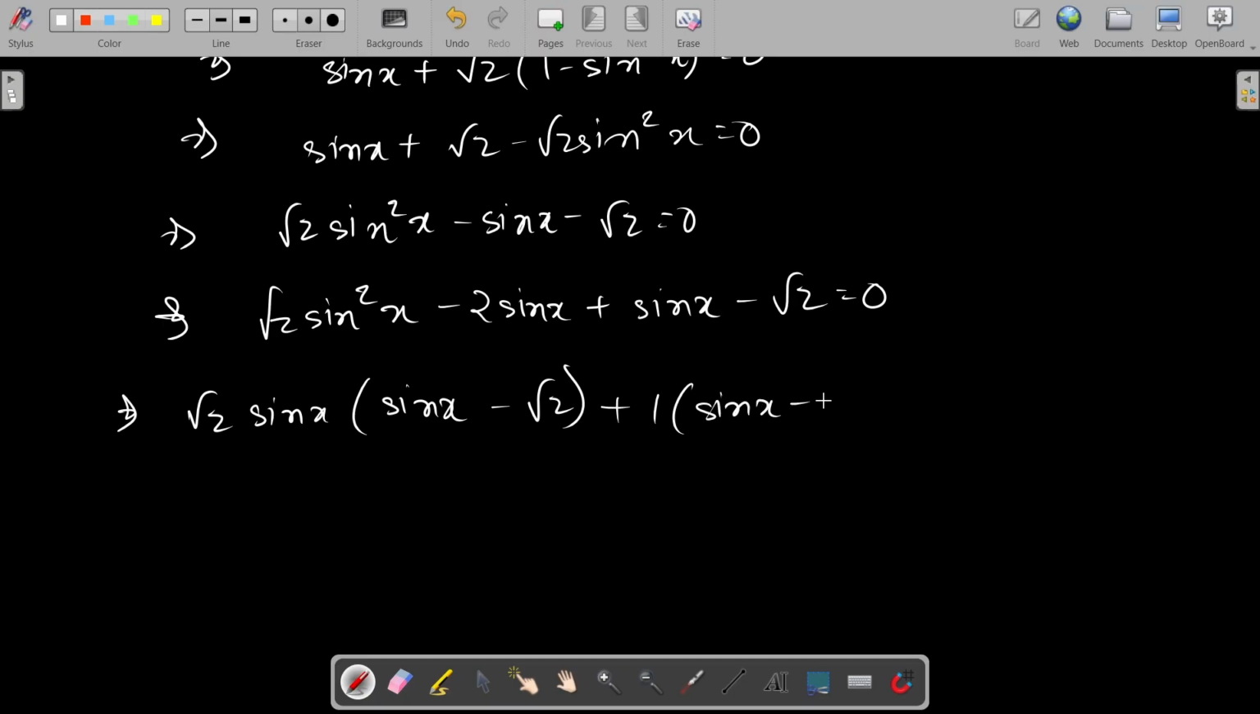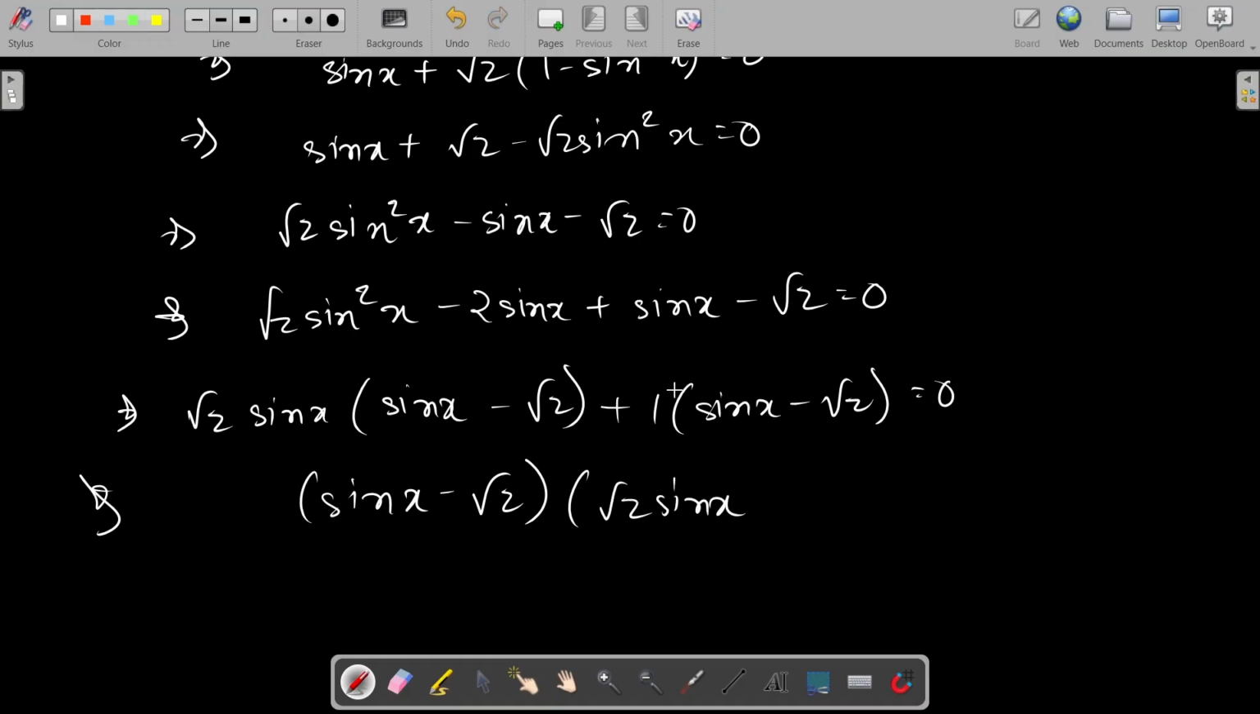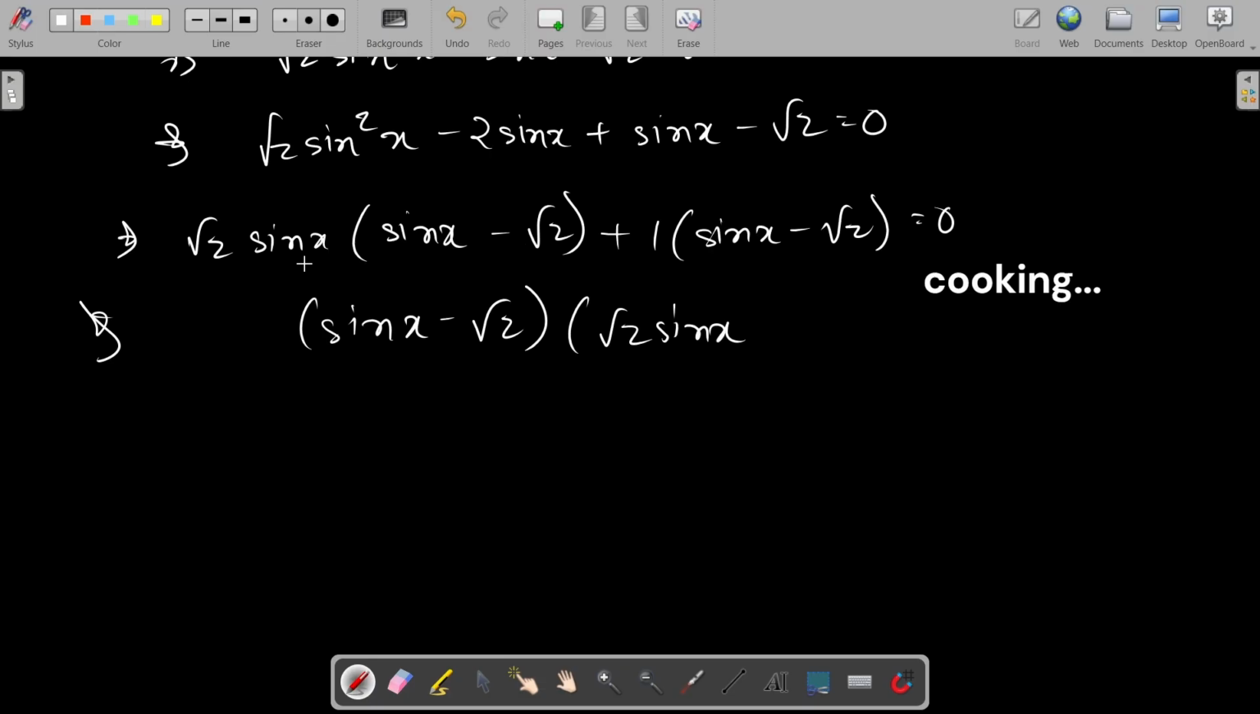So we factor it like this: (sin x − √2)(√2 sin x + 1) = 0.